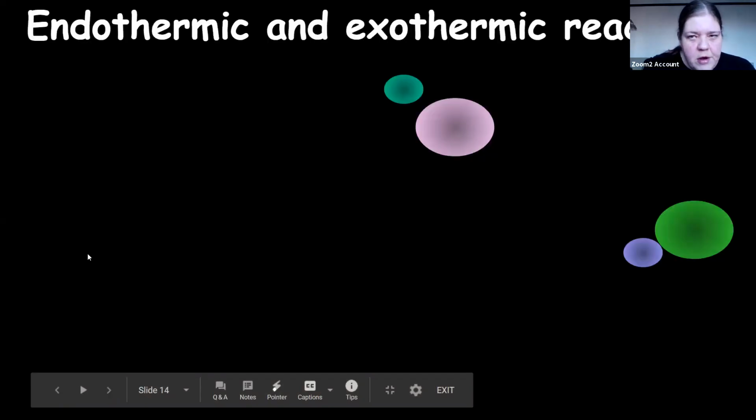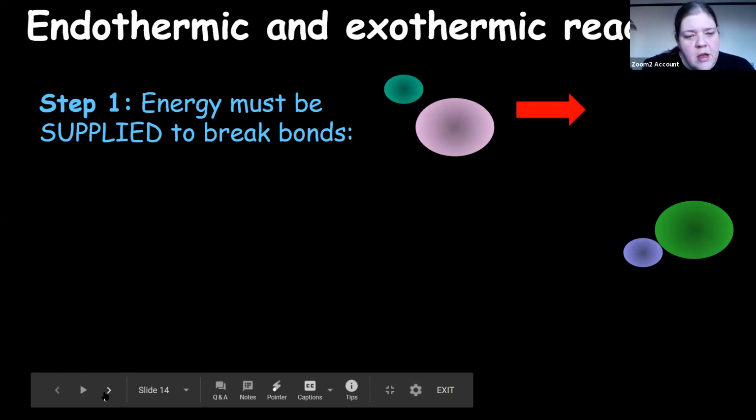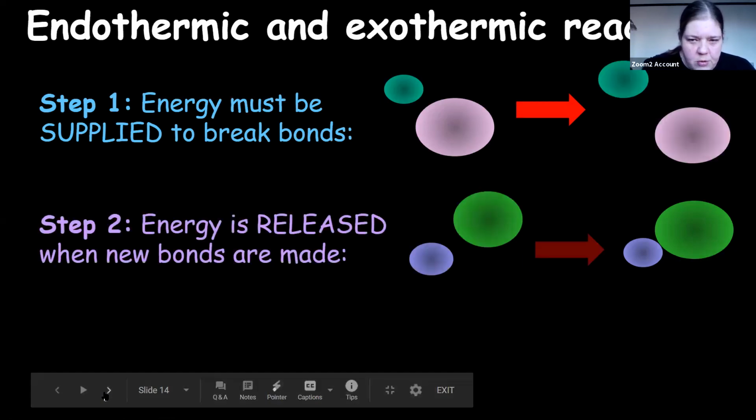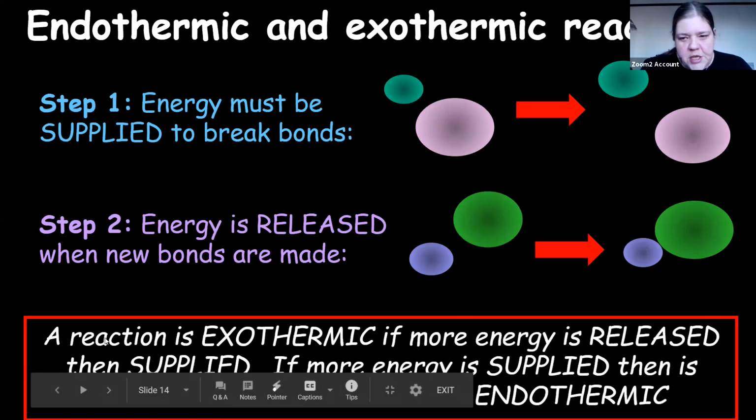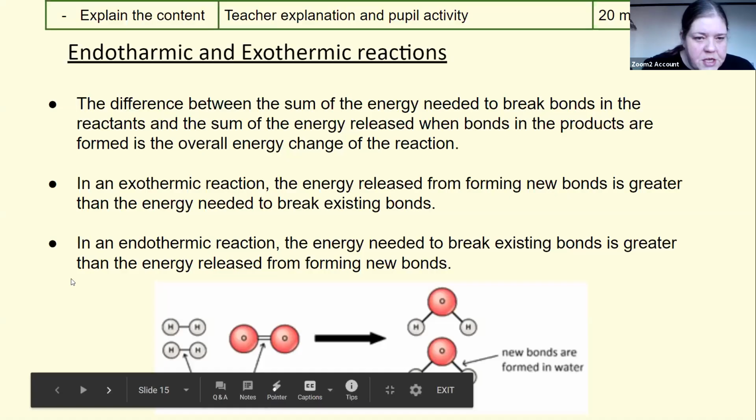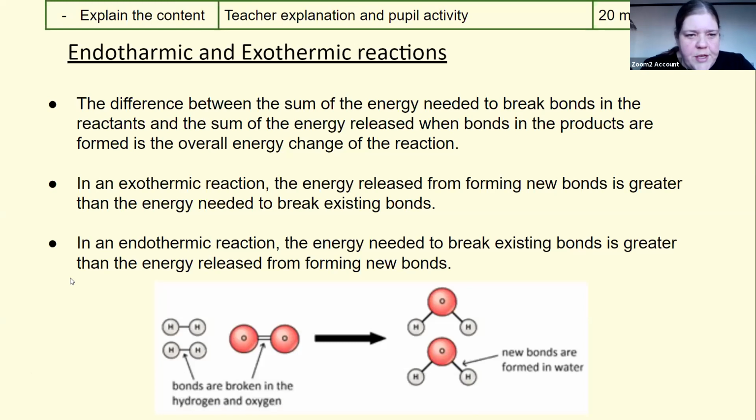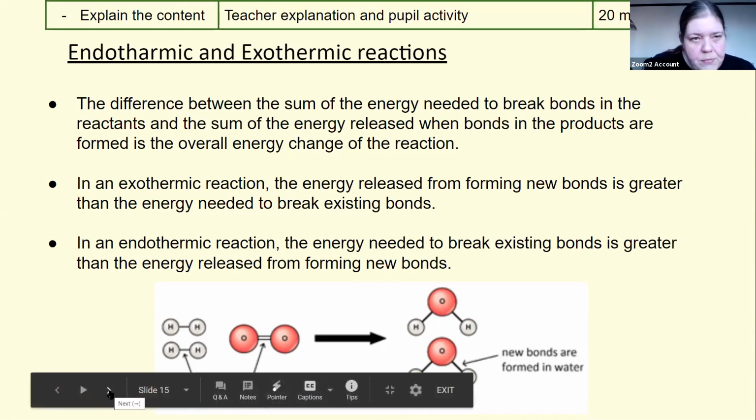Okay, moving on. A reaction is exothermic if more energy is released than supplied, and it's endothermic if more energy is needed, supplied, than is released. That's in there for you guys for when you're revising. Same with my key points: exothermic reactions release energy when they form new bonds. Endothermic reactions need energy to break existing bonds, with a little picture. So this again is just me summarising.